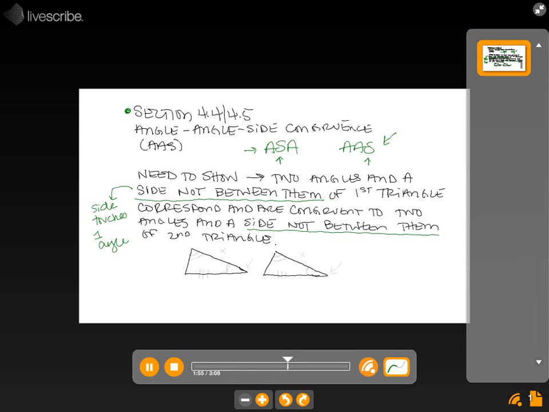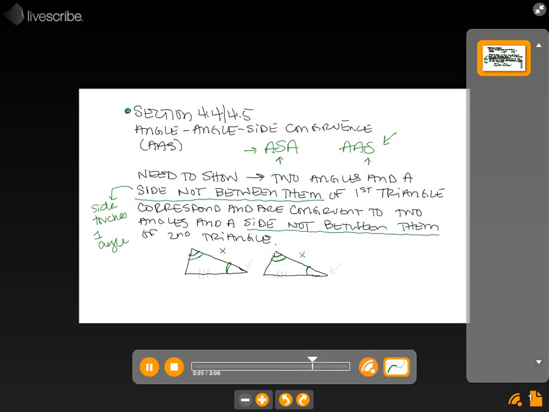We need to have two angles, first of all, that correspond with each other. So let's pick this small angle. That can be any two angles, it doesn't matter. And this angle up top. Now the side, remember, can't be between the two angles. So it cannot be this side here. Because then it would be between the two angles. That's ASA congruence.